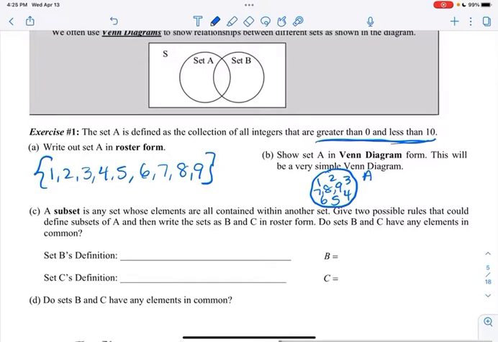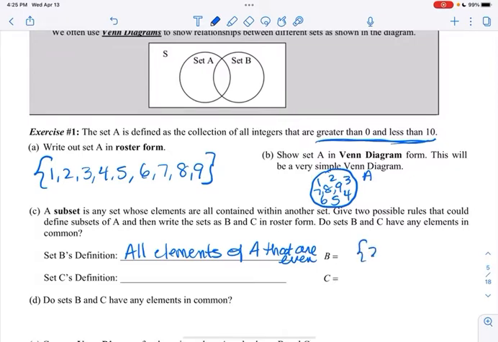A subset is any set whose elements are all contained within another set. Give two possible rules that could define subsets of A, and then write the sets as B and C in roster form. Do sets B and C have any elements in common? So how about we do for set B, all elements of A that are even. Okay, and that would mean that I would have 2, 4, 6, and 8.